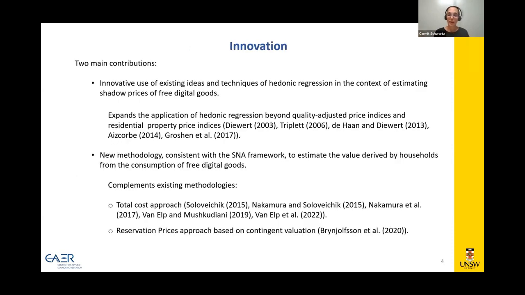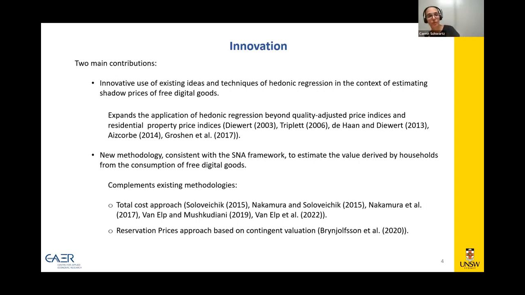In terms of the paper's contribution, I can see 2 main contributions of the paper. The first is that it offers innovative use of existing ideas and techniques of hedonic regressions in the context of estimating shadow prices of free digital goods. In this respect, the paper expands the application of hedonic regression beyond quality-adjusted price indices and residential property price indices, and it builds up on previous work by Diewert in his 2003 paper, Triplett, de Haan and Diewert in their 2013 handbook, ESCoE and Grosjean.